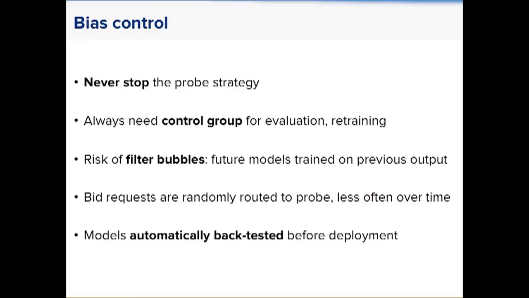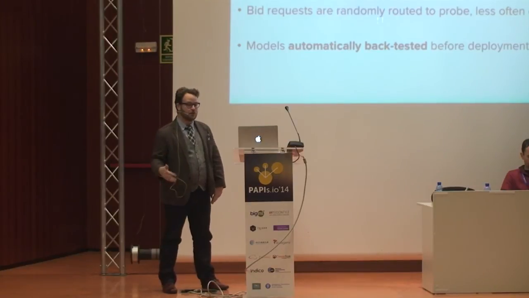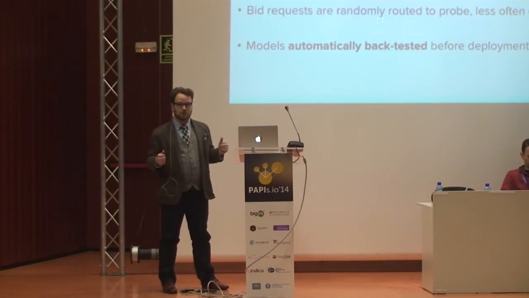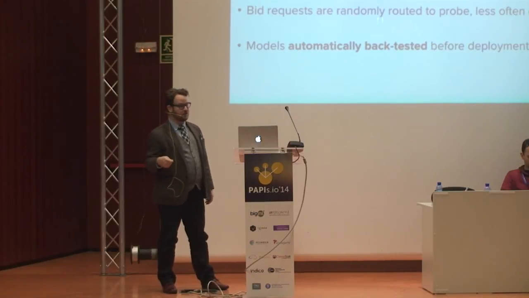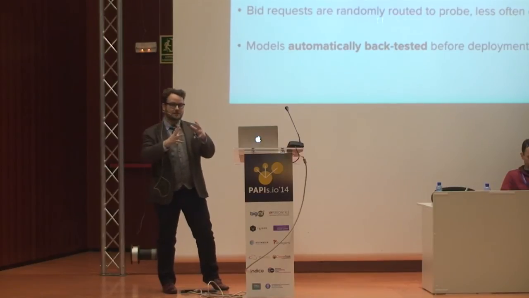So an interesting thing that we do is we never actually stop the probe strategy. We always need a control group in order to evaluate whether our system is doing well or not. This is sort of basic science. And we also need a control group that's unbiased to do further trainings of the model. If not, we risk what we call a filter bubble, where basically future generations of our model are learning from the output of previous models. And they're just going to kind of hone in on a very limited subset of the sample space. So we need to keep on sampling a diversity of possible bid requests in order to adapt to changing conditions in the market.